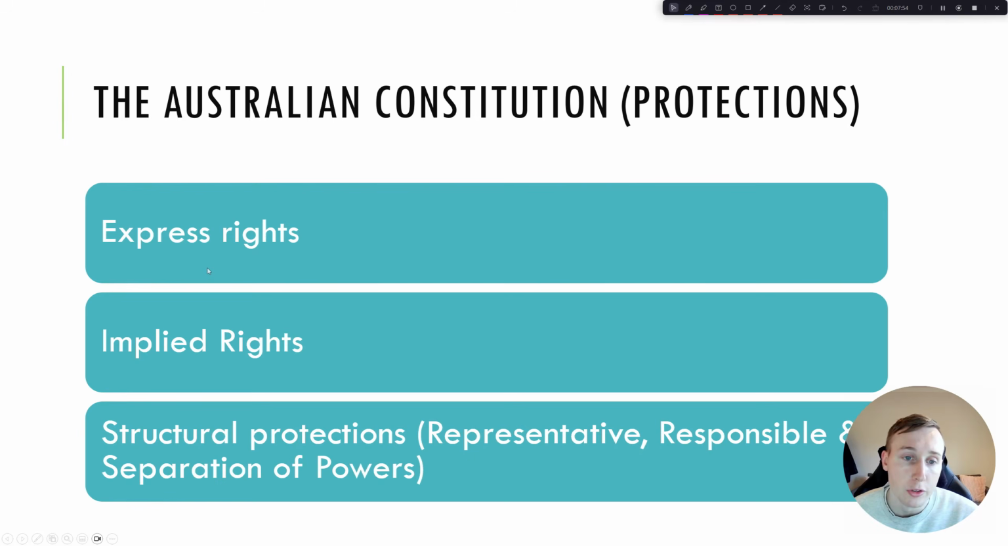So with the Australian Constitution, it protects us in 3 main ways. It protects us through our express rights, which I just mentioned, our one implied right, and it also includes some structural protections as well, which helps to enhance and promote our human rights as well.